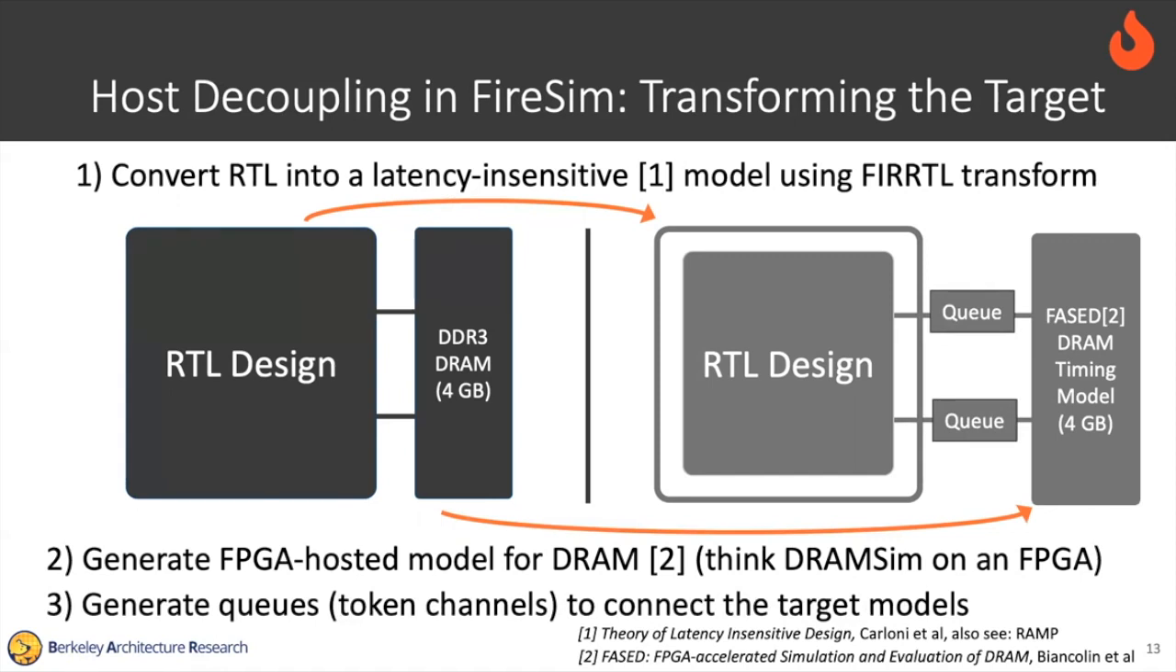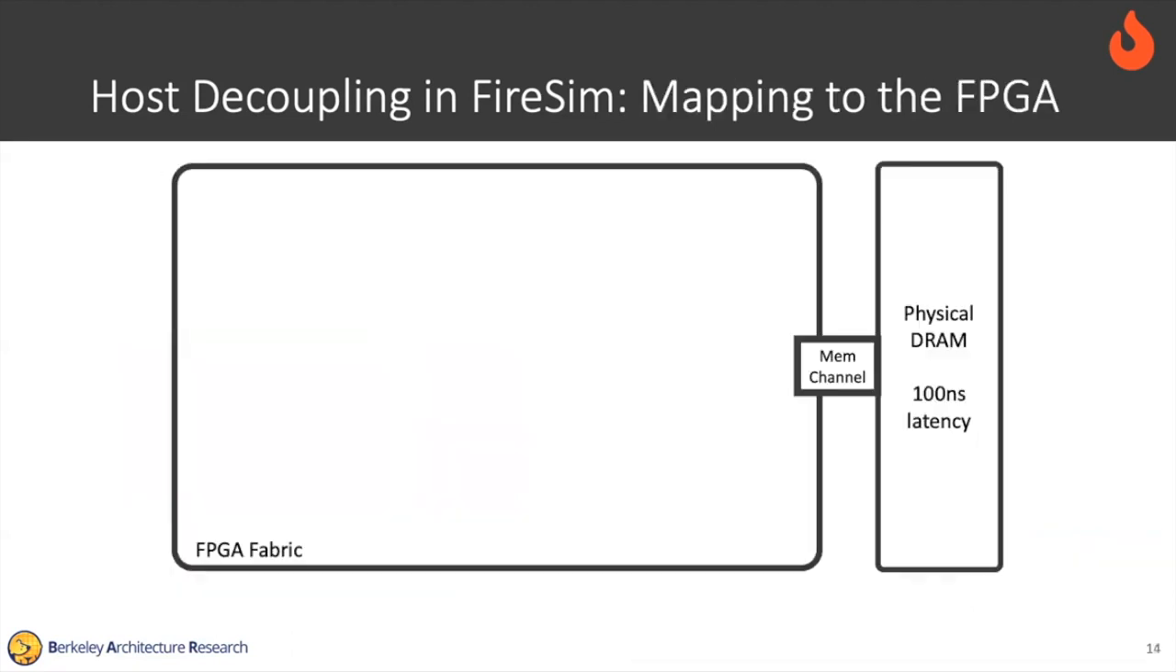But we connect those things together with what we call token queues. Essentially, these queues just contain a token in each direction for every cycle, and that keeps your design and the model in sync with each other. So they only progress when both of them are ready to advance a cycle.